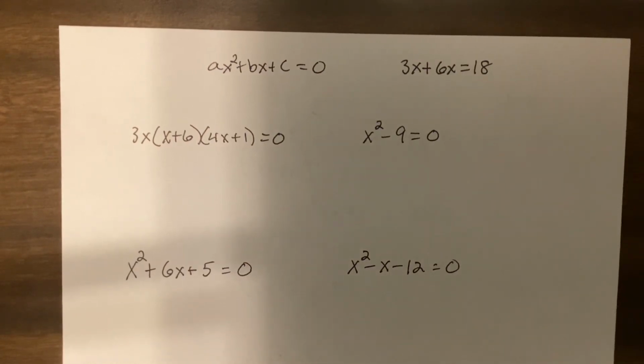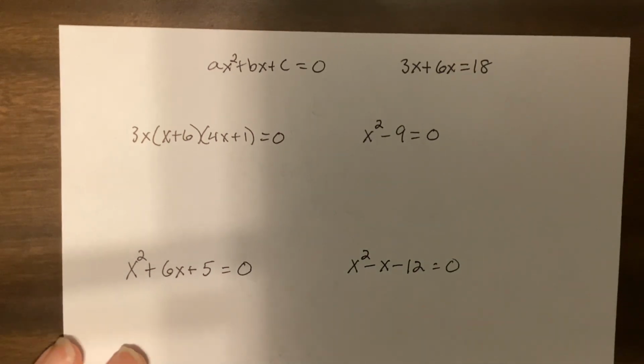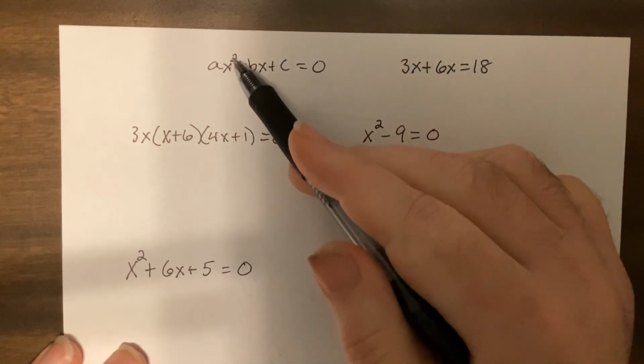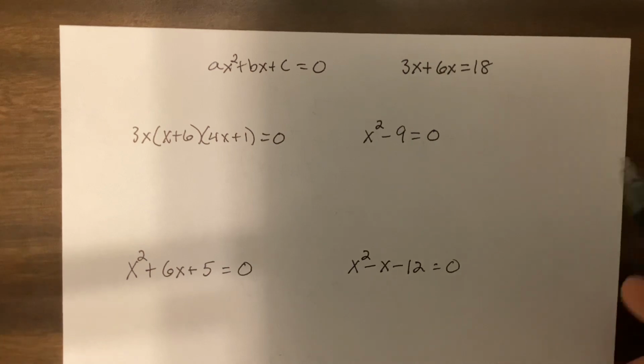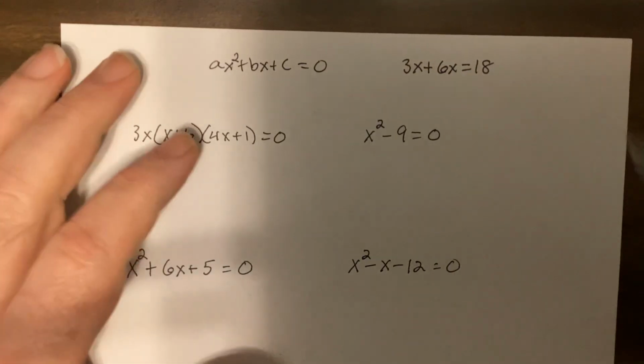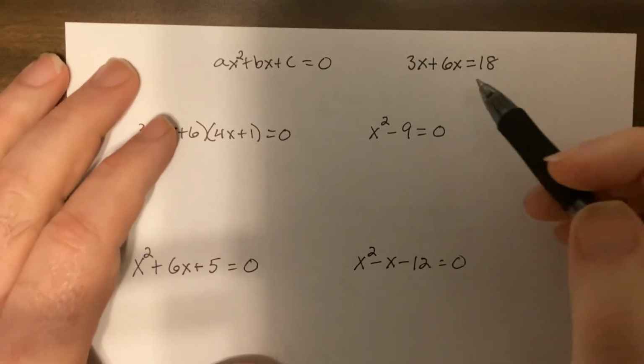Okay. Now, if the direction just says solve, if it only says solve and it's a quadratic, meaning the highest power is 2, you can solve it by factoring, completing the square, or quadratic formula. But if it says solve by factoring, then you have to solve by factoring, or solve by quadratic formula, you got to solve by quadratic formula.